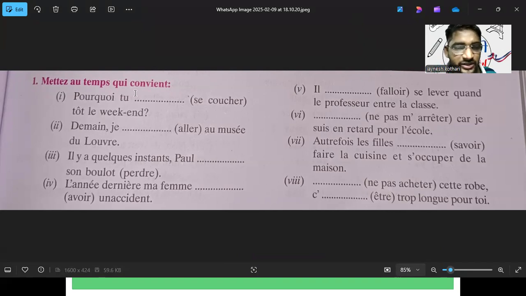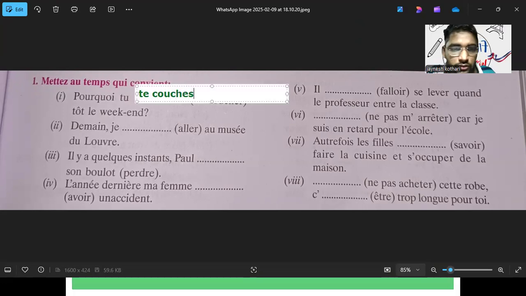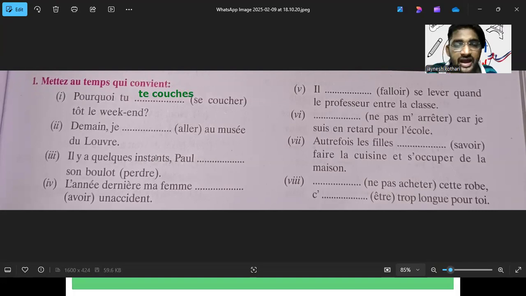Over here they haven't mentioned anything. Why do you go to sleep early on weekends? Whenever they have not mentioned anything, I'm going to use present tense. Namish, if you have any doubt, you can ask me. So what I've done is present tense because they have not mentioned anything. This is a regular thing that is happening every day. Why do you go to sleep early on weekends?